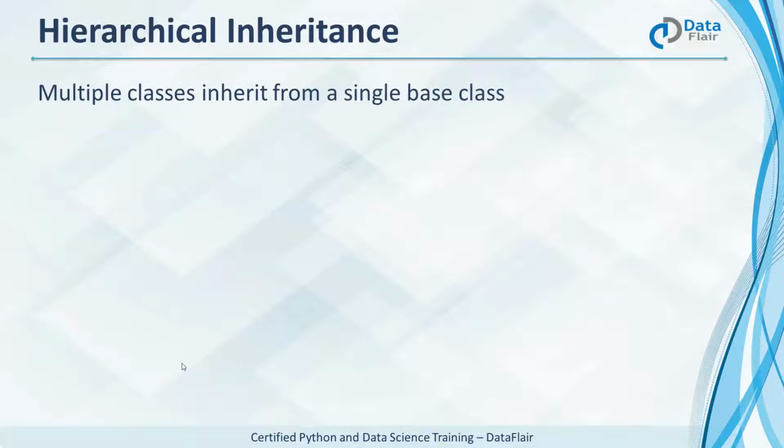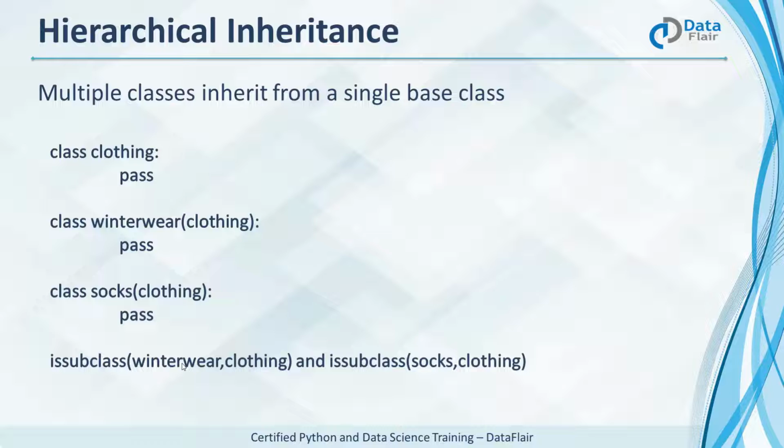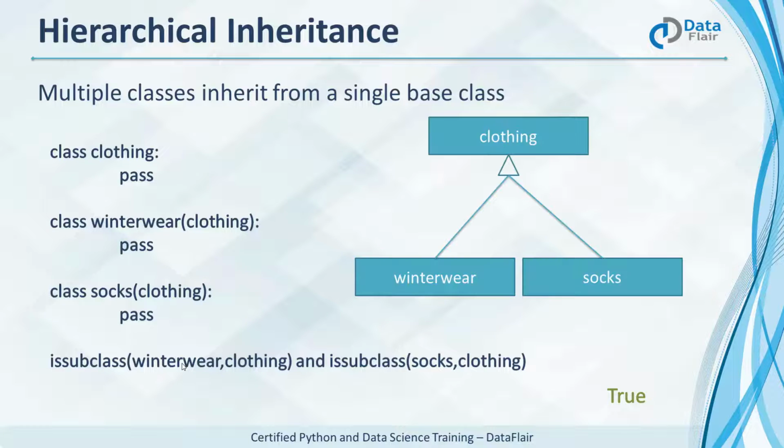And when multiple classes inherit from a single base class, it is hierarchical inheritance. Classes winter wear and socks inherit from class clothing. Both are subclasses of the class clothing. Here, winter wear and socks are types of clothing. We have one base class and multiple derived classes. This is hierarchical inheritance.